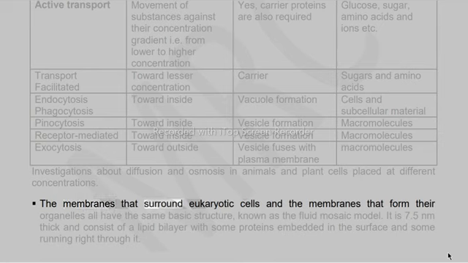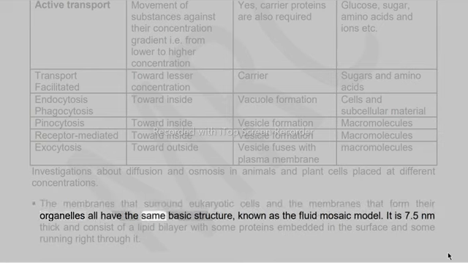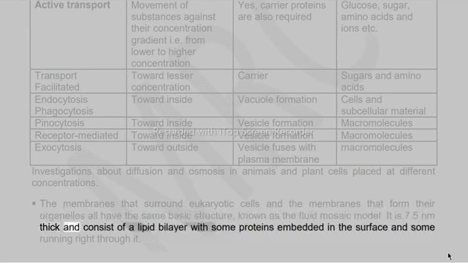The membranes that surround eukaryotic cells and the membranes that form their organelles all have the same basic structure, known as the fluid mosaic model. It is 7.5 nanometers thick and consists of a lipid bilayer with some proteins embedded in the surface and some running right through it.